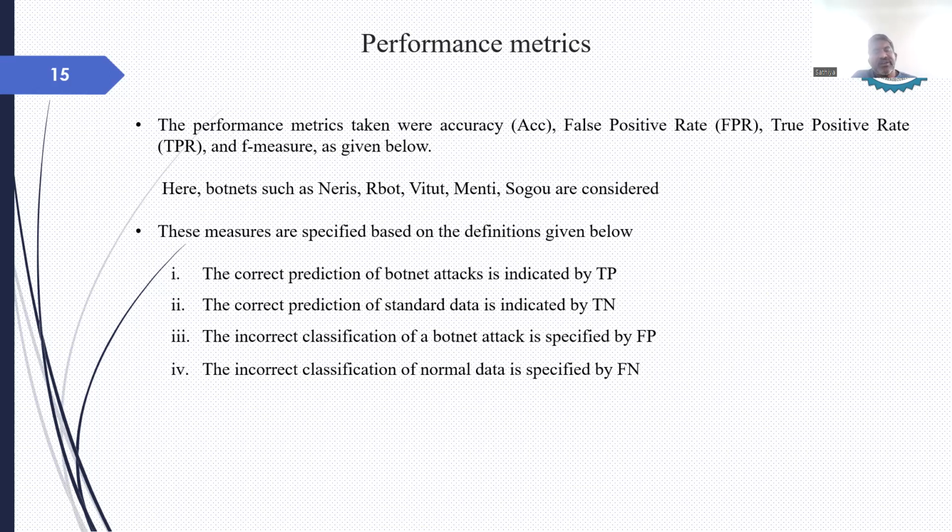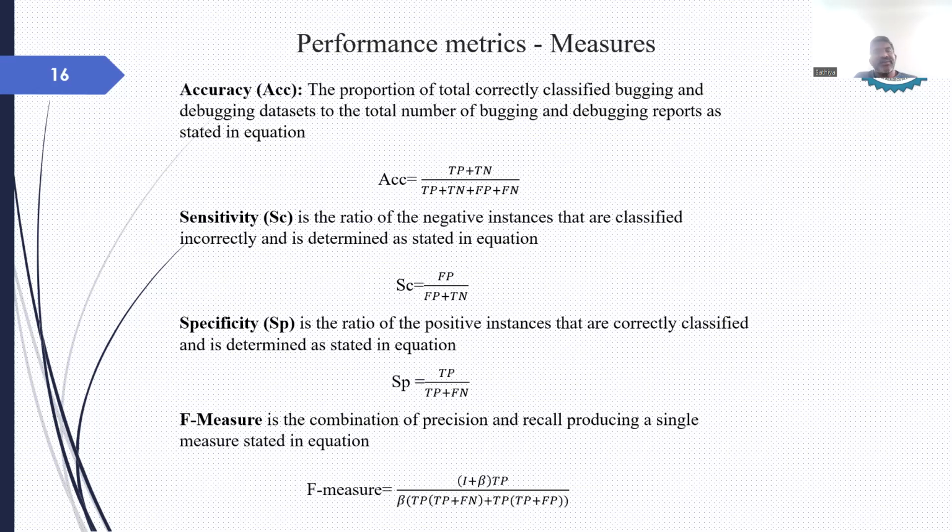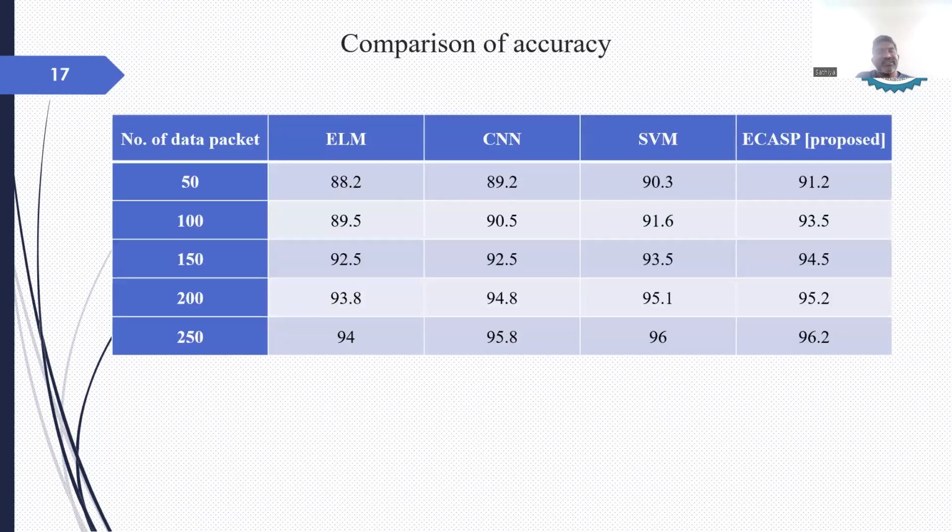The correct prediction of botnet attacks is indicated by TP. Similarly, the standard data detected correctly is indicated by TN, the incorrect classification of a botnet attack is specified by FP, and the incorrect classification of normal data is specified by FN. So here we have described how accuracy, sensitivity, specificity and F measure are calculated.